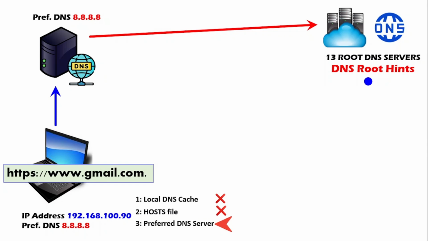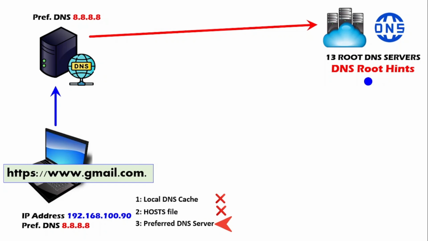Now if you see over here www.gmail.com, there's again a dot after com, and that represents the root, and the name resolution happens from right to left. The dot over here, if you type in any site, is invisible. Now this preferred DNS will ask the root servers, hey, can you give me the IP address of gmail.com?